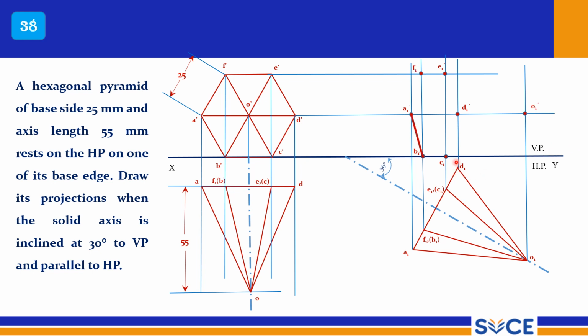D is here, which is an invisible point. Whatever edges connect to D, they are all invisible edges. So E to D should be a dotted line, F to O should be a thick line, and A to O is also a thick line. D to O is a dotted line, but that is overlapped by the A to O line, so no problem, you can leave it. So this is the final front view.